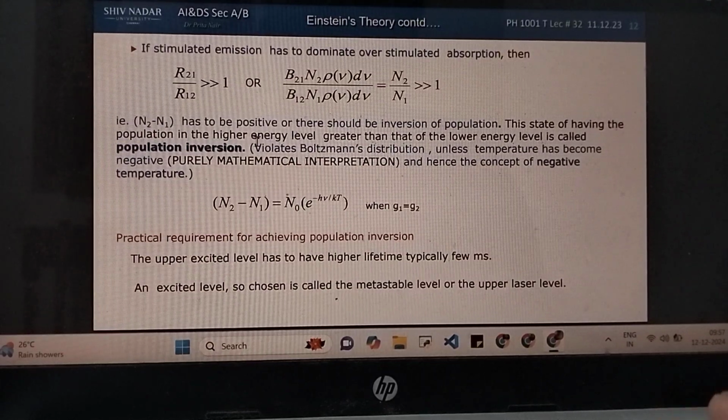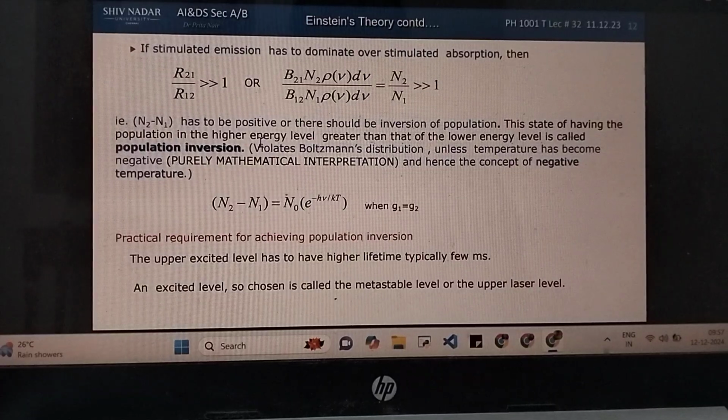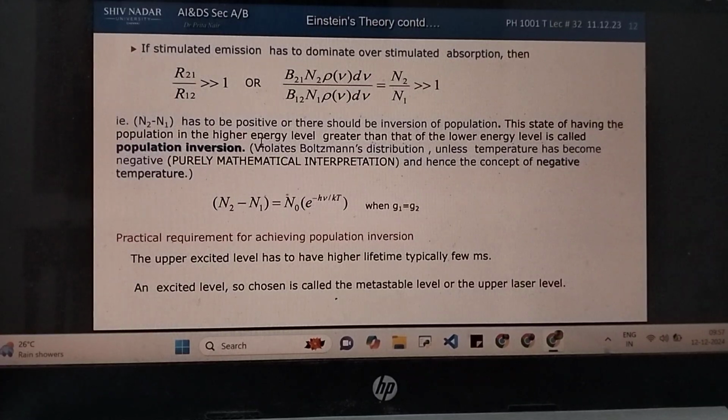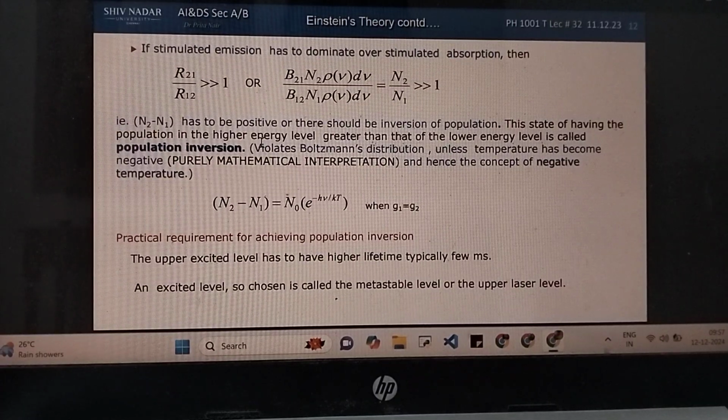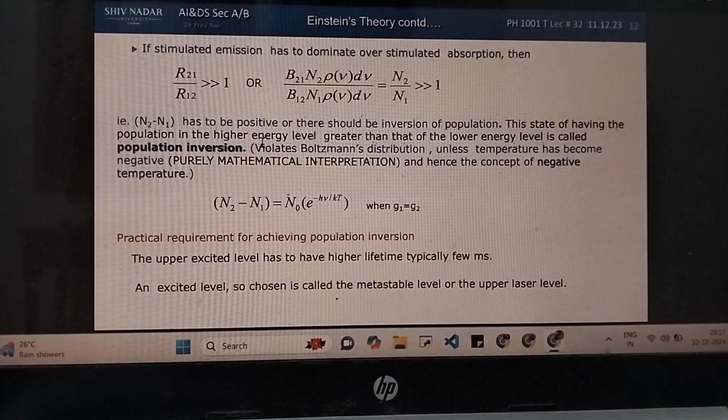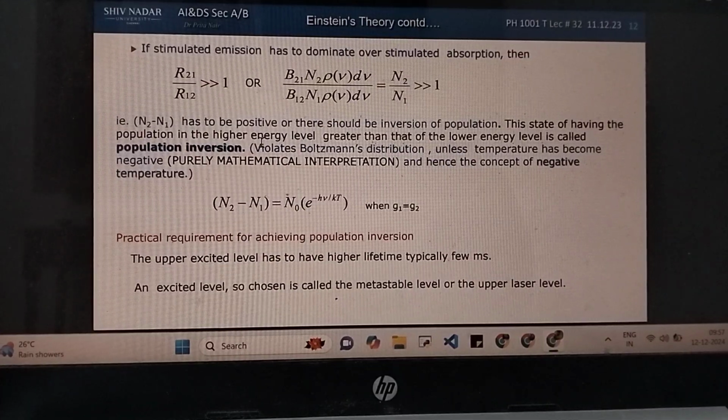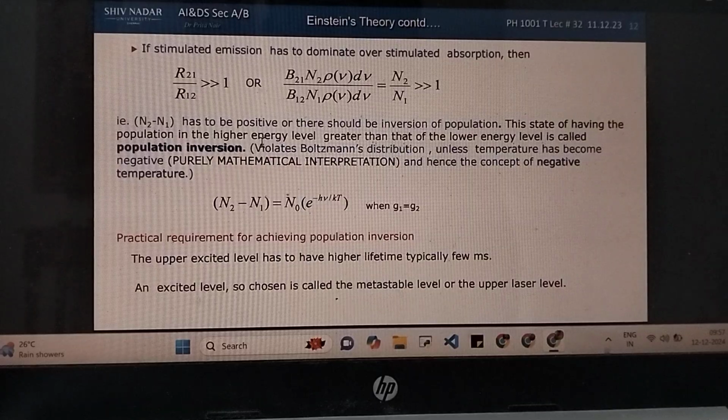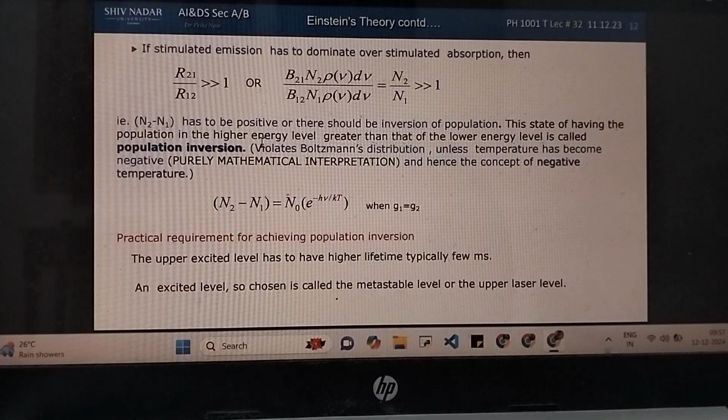Using something called population inversion. Population inversion is the process in which you do something to ensure that the higher energy level has more electrons than the lower energy level. So how do we do this? We do something called pumping.